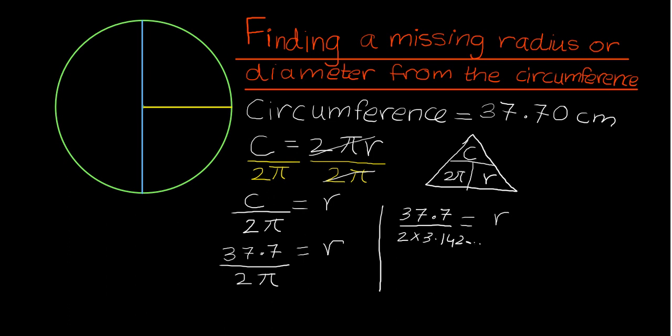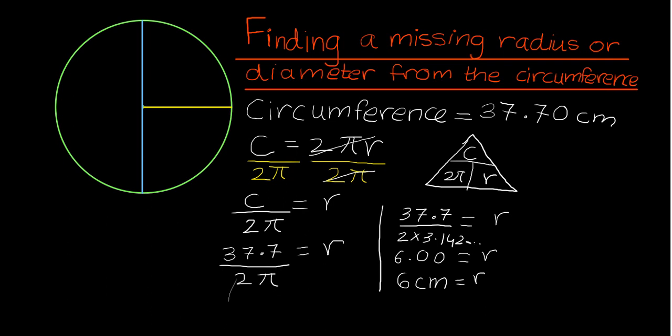And the value which I should get from this calculation is 6 centimeters, 6.00 centimeters to 2 decimal places, or I can just leave it as 6 centimeters. And that's how I would find the radius of this circle, having been given the circumference. In order to find the diameter, I can just double the radius, or alternatively, I can have a slightly different situation here.